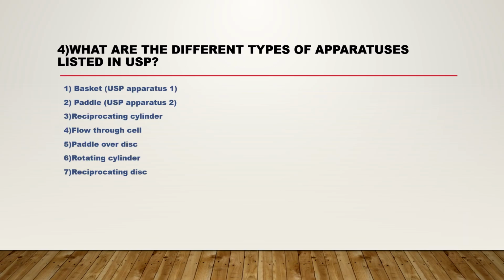Fourth question. What are the different types of apparatus listed in USP? First type is basket, second paddle, third reciprocating cylinder, fourth flow through cell, fifth paddle over disc, sixth rotating cylinder, seventh reciprocating disc.